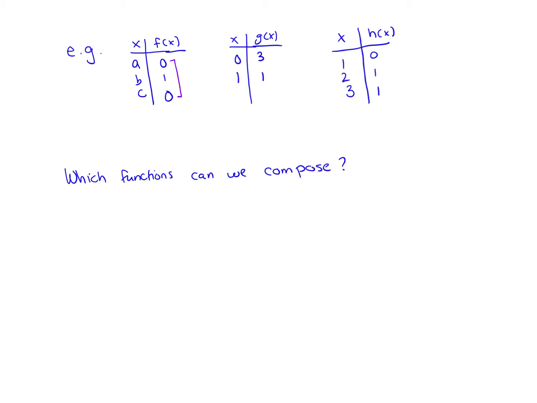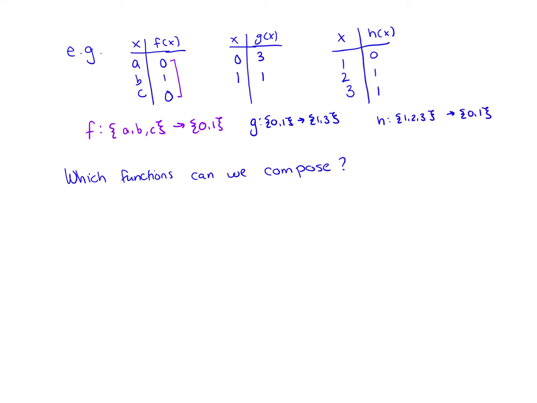So here, for each of my functions, let's write down what the domain is. So here my domain for f is {a, b, c}, and that's mapping to the set {0, 1}. Right, so this is one option for my codomain, but I could have also said something like {0, 1, 2}, because I don't necessarily need to hit everything in my codomain. But I'm just going to call that {0, 1} for now. We'll do the same thing for g. g is going from that set {0, 1} to {1, 3}. And then h is going from {1, 2, 3} to {0, 1}.